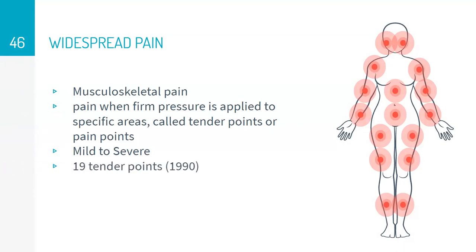In the beginning, when the condition was defined, which was around 1990, they mapped out 19 tender points, which they noticed were commonly painful when firm pressure was applied. These points are often bilateral, meaning they're on both sides of the body, as well as front and back. A lot of the time you can find these tender points upper and lower. The main point of these tender points is to examine whether this pain is widespread, meaning it's all over your body.